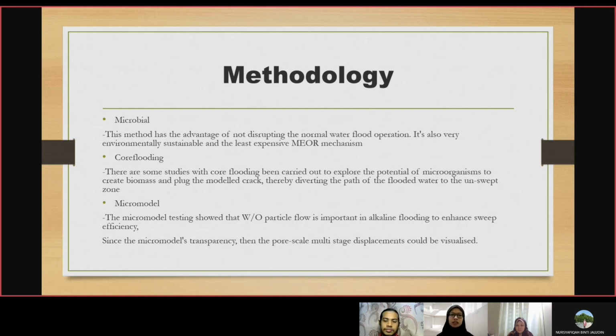And the last method is micromodel, where the micromodel is tested and showed that water oil particle flow is an important mechanism in alkaline flooding, which is to enhance the sweep efficiency. Since the micromodel is transparent, the pore-scale multi-stage displacement could be visualized.